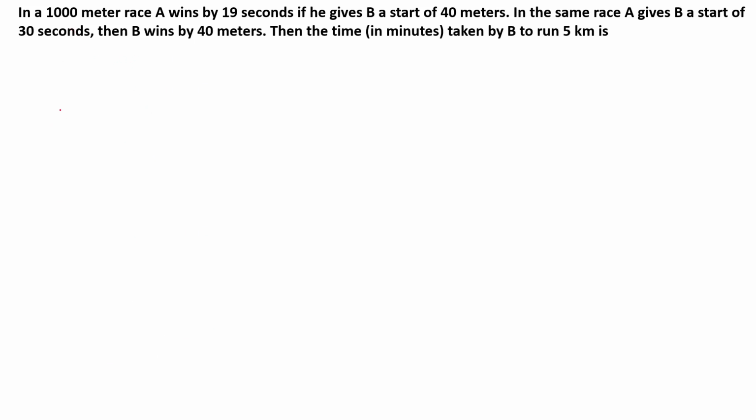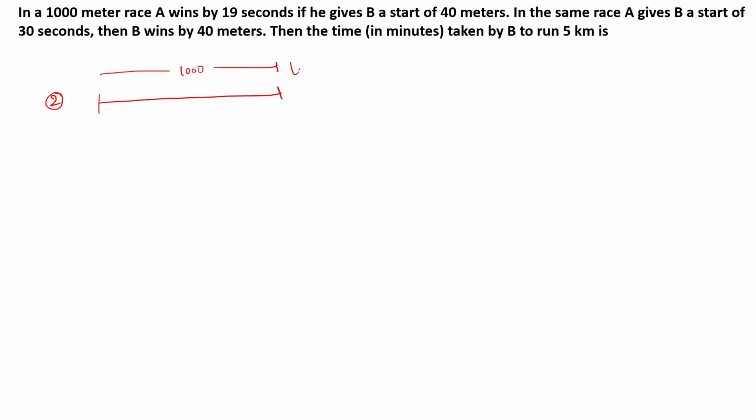What is asked in the question is the time taken by B to run 5 kilometers. So let's start from the case where B finishes the 1000 meters race. In the first case, B was given a start of 40 meters, so B has completed only 960 meters. So let's take the second case where B completes the race and wins by 40 meters. So B has completed 1000 meters.